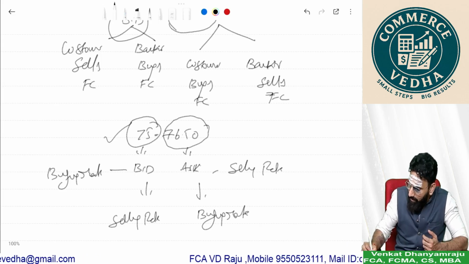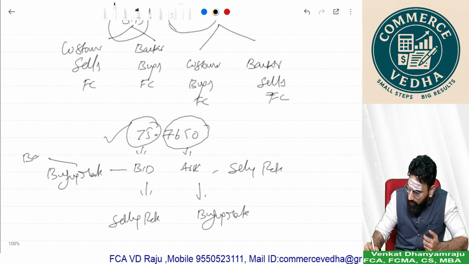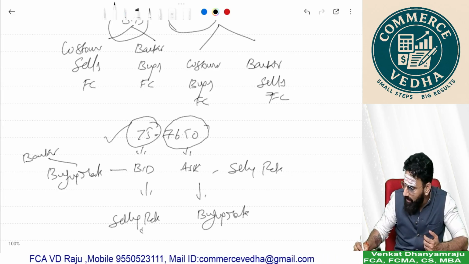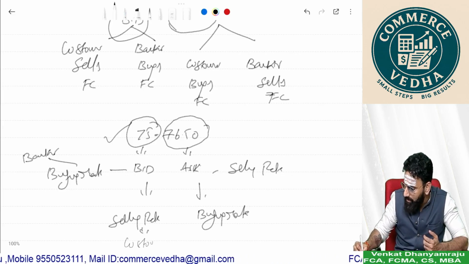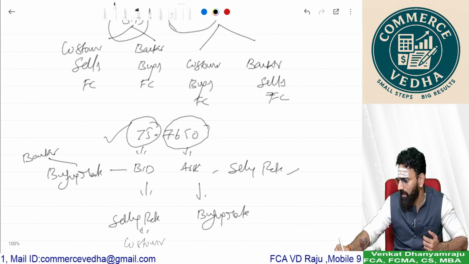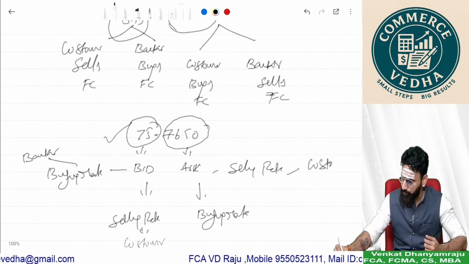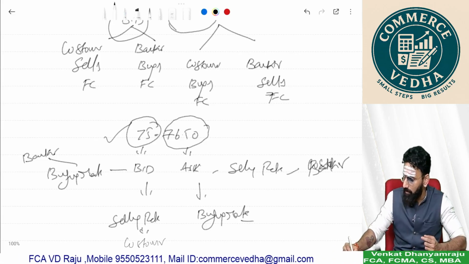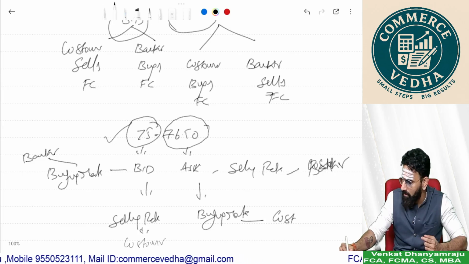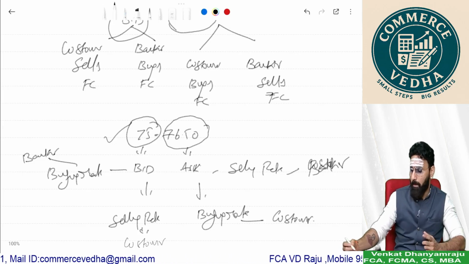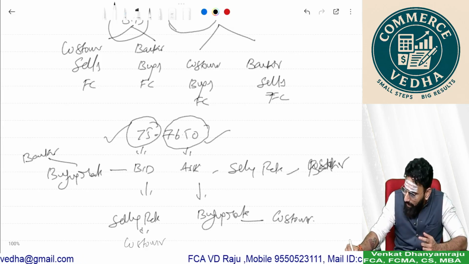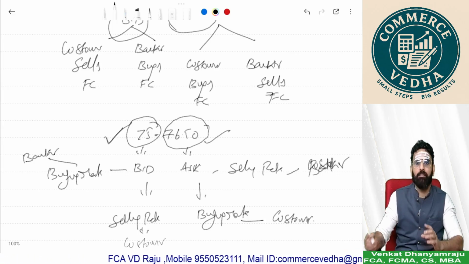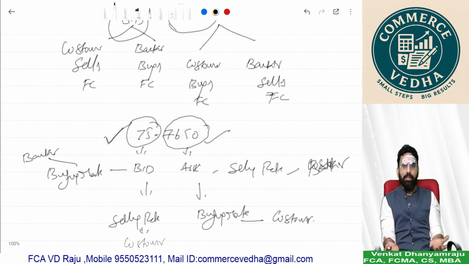This is the buying rate for the banker and the selling rate for the customer, and this is the selling rate for the banker and the buying rate for the customer. Bank always sells at a higher price and buys at a lower price. The difference is what the bank makes.